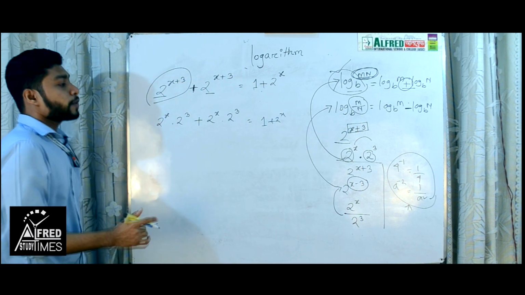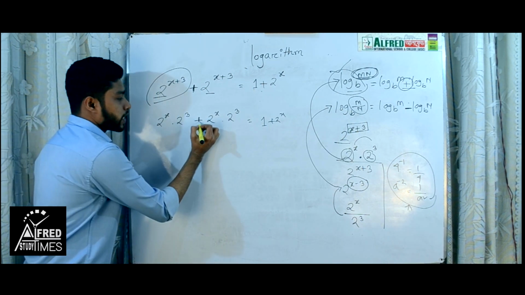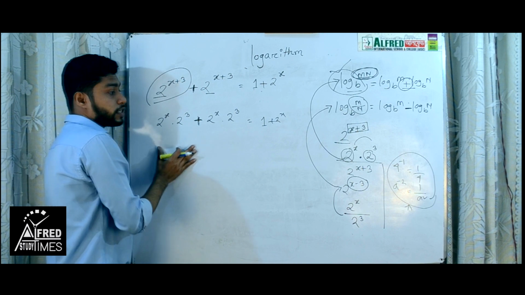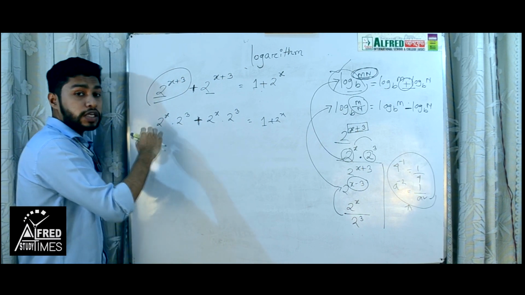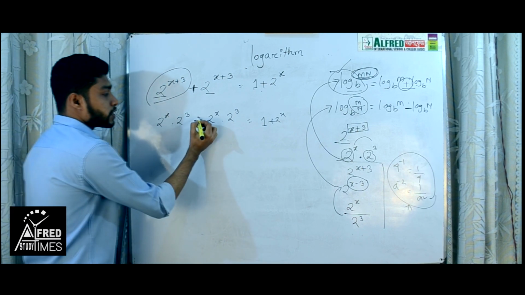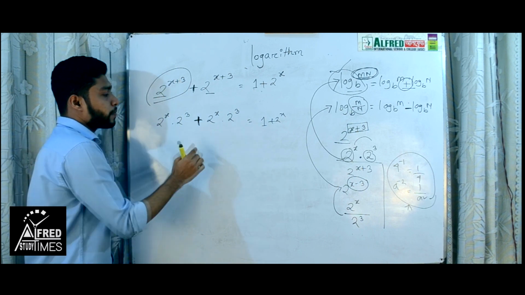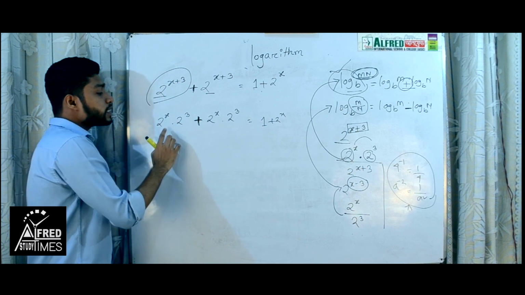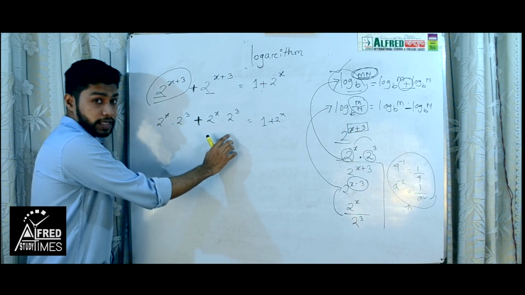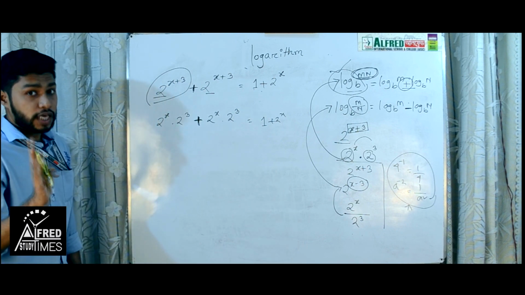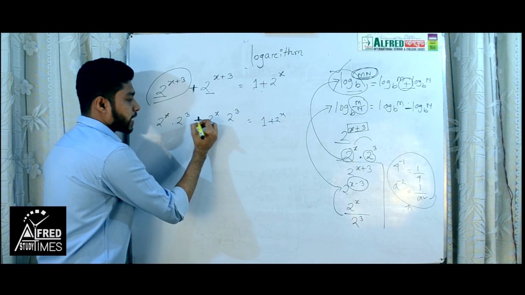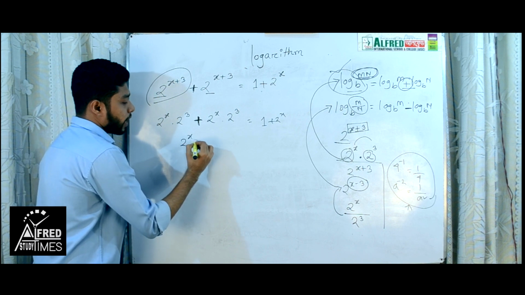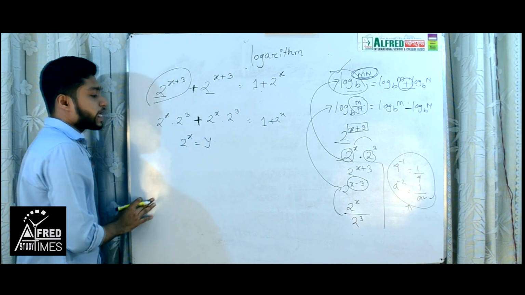Here we have a problem, there is a positive sign. We cannot make both the same base and cannot banish the base, because there is a positive sign. You have to remember, there is a plus sign or negative sign. You cannot divide both to banish the base. So here we have to take 2 to the power x as y.